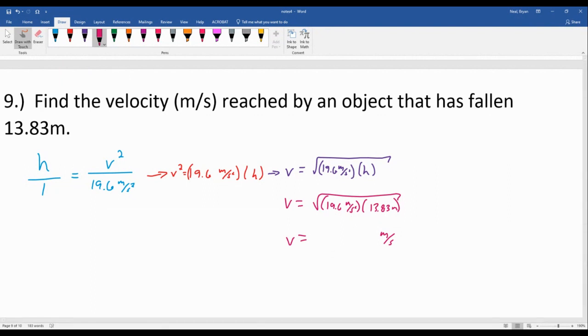But if you do this the right way and you get everything plugged in the way you need it to be, then you should get here a little less than 16.5 meters per second, not meters per second squared, because this is a velocity.